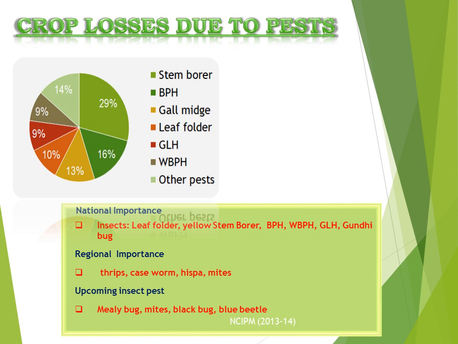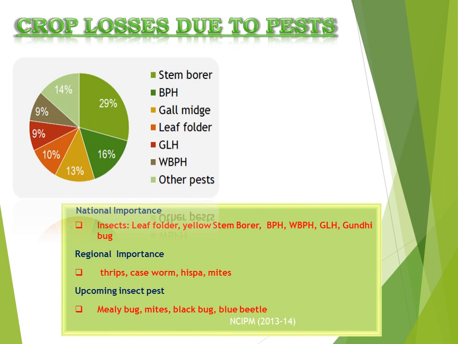Here, I will present the statistical analysis of the economic loss of paddy due to several insect pests. We can see the major loss is caused by the paddy yellow stem borer, around 29%, which is the highest. Then the brown plant hopper, a major sucking pest, causes a loss of 16%. Then the gall midge, an effective pest, causes a loss of around 13%. The leaf folder causes 10%, and both the green leaf hopper and the white back plant hopper cause a loss of around 9%. The other non-insect pests as well as minor insect pests cause damage of around 14% of the paddy economy.